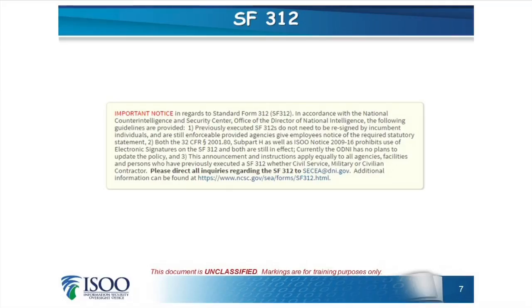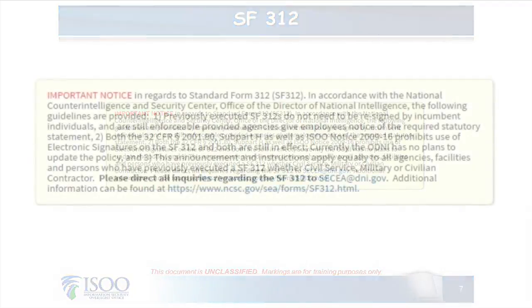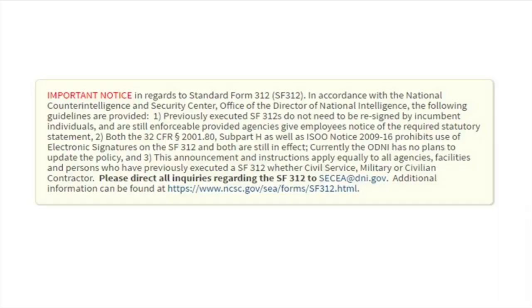Our office used to be responsible for the Standard Form 312, but it was handed over to the Office of the Director of National Intelligence a few years ago. However, we still receive a lot of questions about it, so we put this notice on our webpage directing people to the appropriate place for any questions regarding the SF-312. The SF-312 is the non-disclosure agreement that is signed by everyone who has a security clearance.